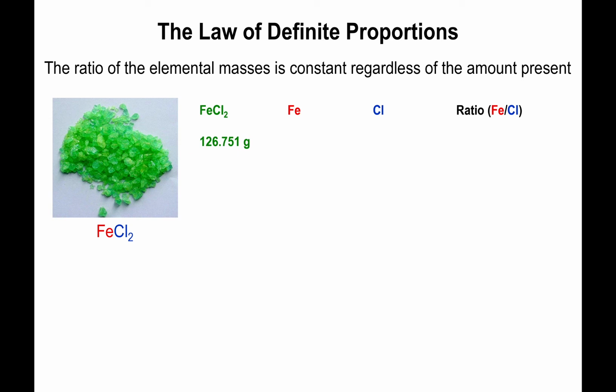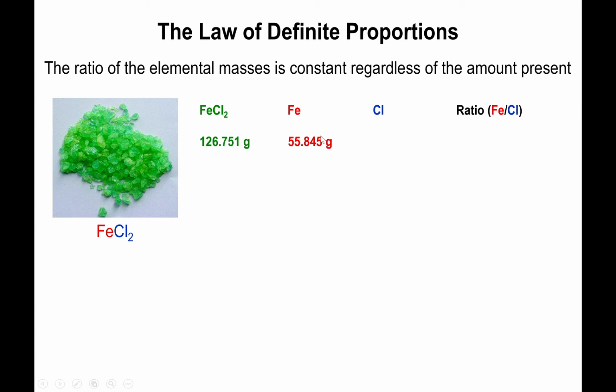So for instance, if you look at iron 2 chloride, or iron that has two chlorides present in it, we could start with a mass of 126.751 grams. And if you carry out a chemical process which allows you to abstract the iron away from this compound and measure the mass, you find out that the mass ends up being 55.845 grams of iron.